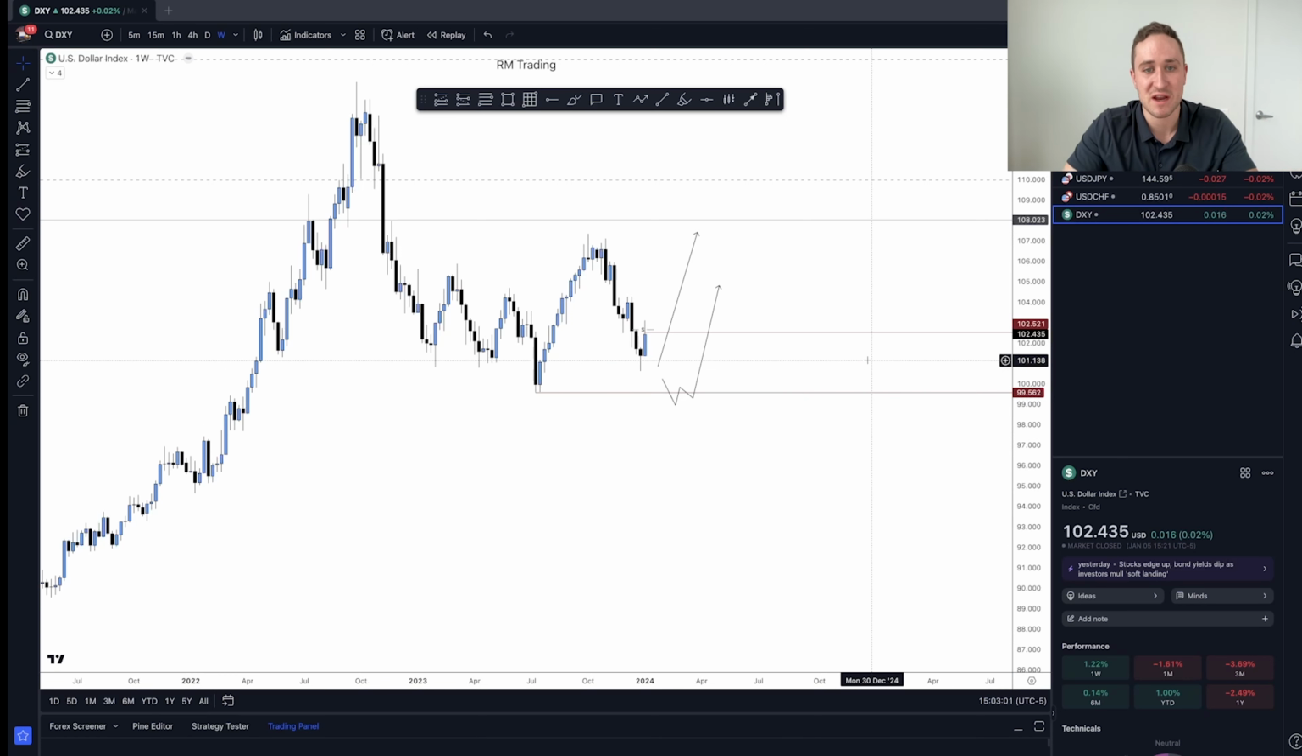You're only seeing 50% of it. When you're able to use them both in confluence, you're able to have the most amount of probabilities in your favor, in my opinion.